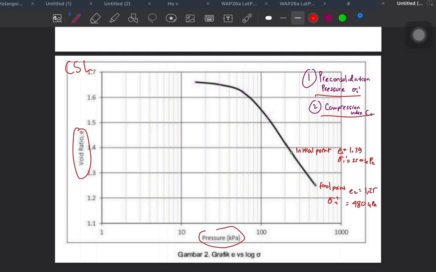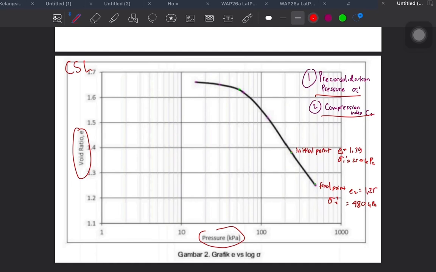The upper part of the curve is the low pressure part, or you can say the recompression, and the lower part is the high pressure part or virgin compression line. Okay, let's start with finding the pre-consolidation pressure. The first step is you have to plot the point of maximum curvature on the curve. I think for this case, the maximum point is the third point from the left, and this point becomes the reference point for the tangent line, horizontal line, and the angle bisector.